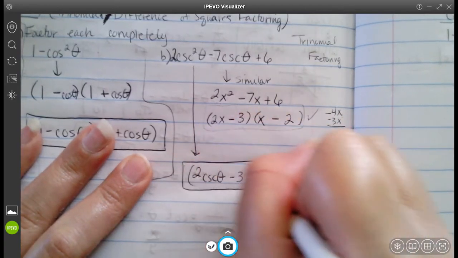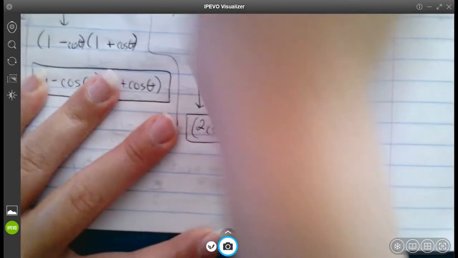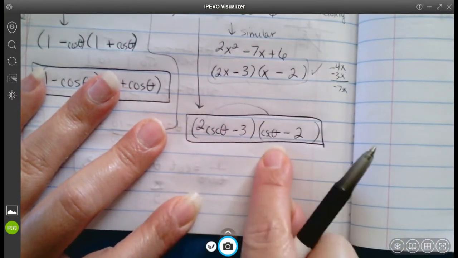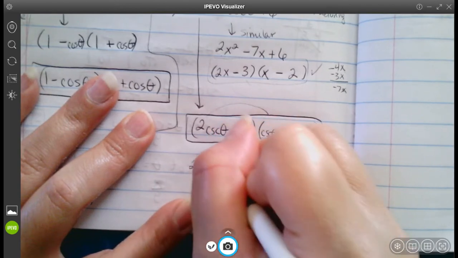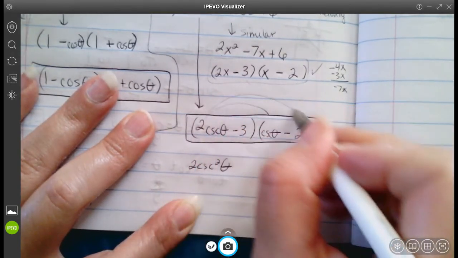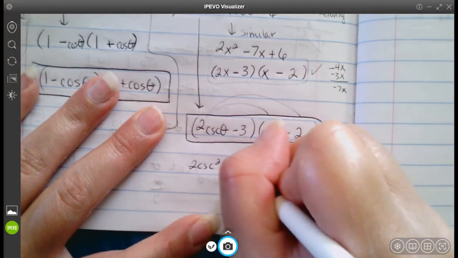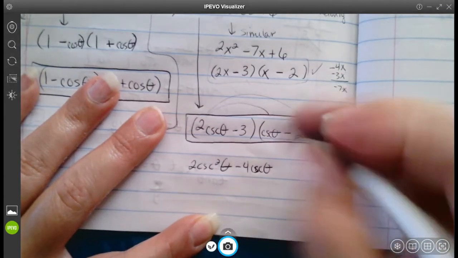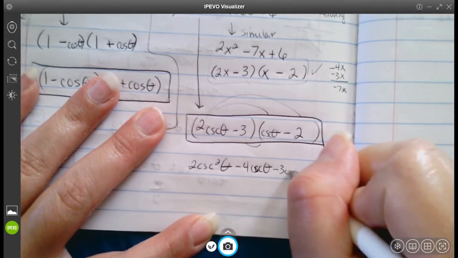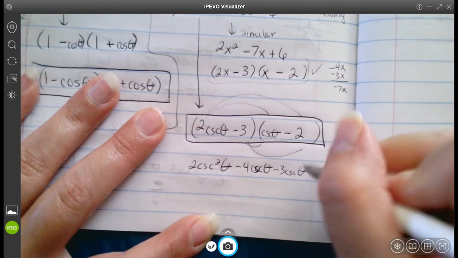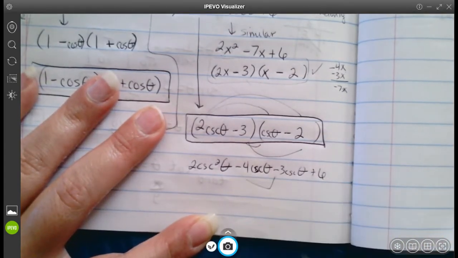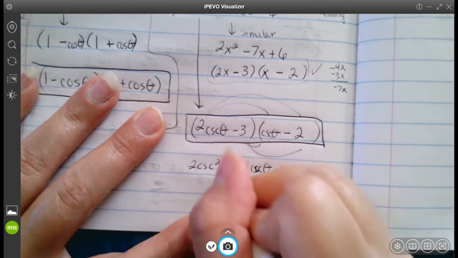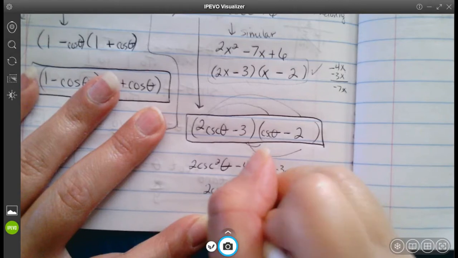But if you're not sure, what you can do is quickly FOIL it. We're going to do it super fast. So 2 cosecant theta times cosecant theta is 2 cosecant theta squared. 2 cosecant theta times -2 is -4 cosecant theta. The inside, -3 cosecant theta, and the last, +6. So these two combined give me that -7 that I wanted. Bring everything else down.